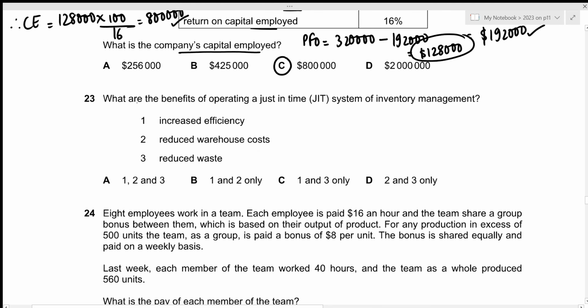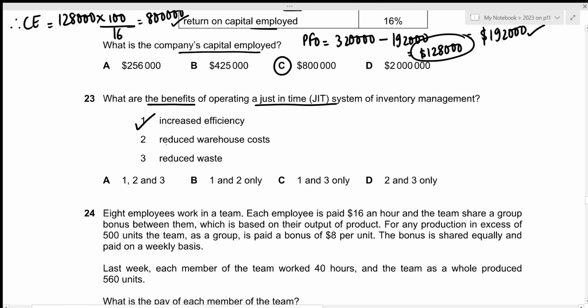Now for the 23rd question, what are the benefits of operating a just-in-time system of inventory management? The first one is increased efficiency, which is correct because just-in-time system of inventory management means that we will only purchase the required materials at the time of need. So we won't be stocking it ahead of time, right? So it won't have any storage cost, it won't have any obsolete inventory, and overall the inventory management process will be a lot more efficient. So statement 1 is correct.